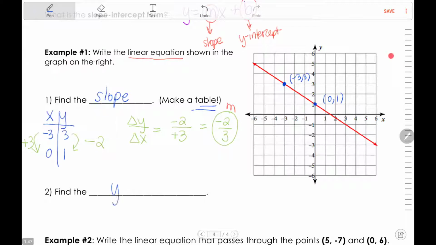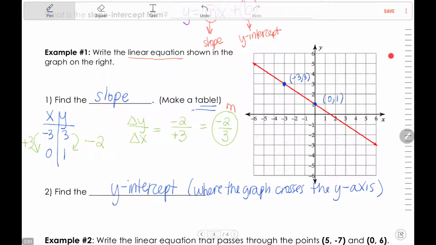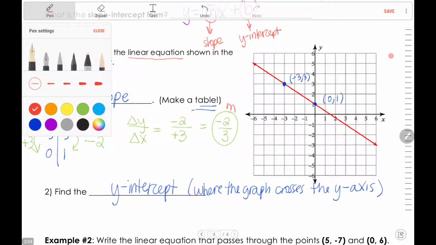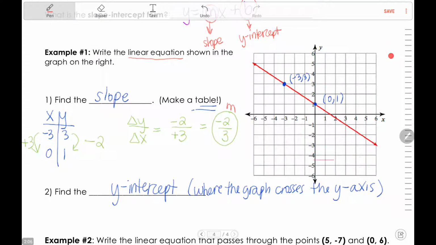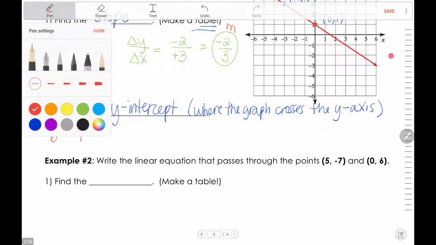Secondly, we need to find our y-intercept. Remember, the y-intercept is where the graph crosses the y-axis. So here in my graph, here's our y-axis, this vertical axis, and this graph crosses it here at 0, 1. So our y-intercept, remember, we only write the y value, is 1. In this case, we call the y-intercept b. So b equals 1.